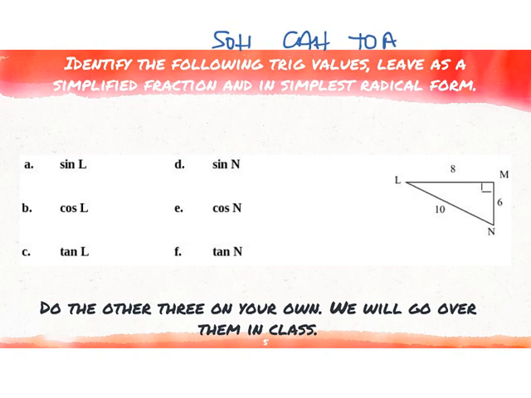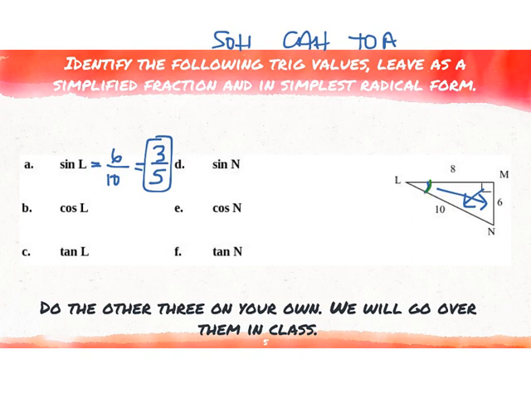So if we have sine L, we're going to be going from this angle there. We have to use our opposite, which is 6, over our hypotenuse, which is always going to be directly across from the right angle, which is 10. I know that 2 goes into both of those, so this fraction simplifies to 3/5. Okay, now I'm just going to go on to B, so cosine of L now.